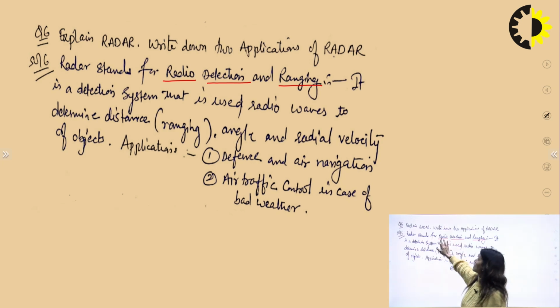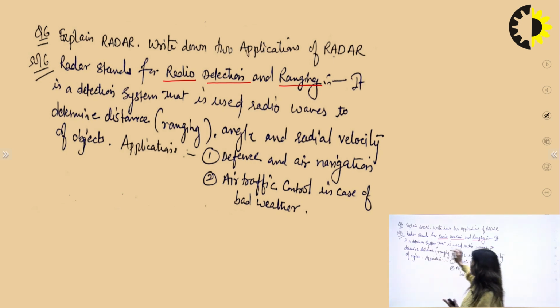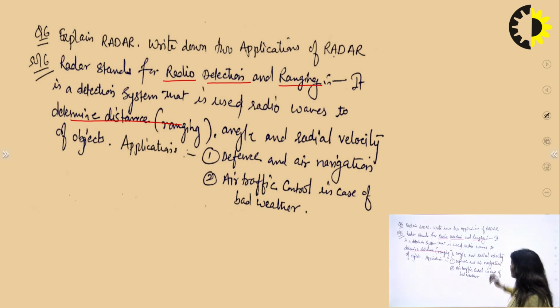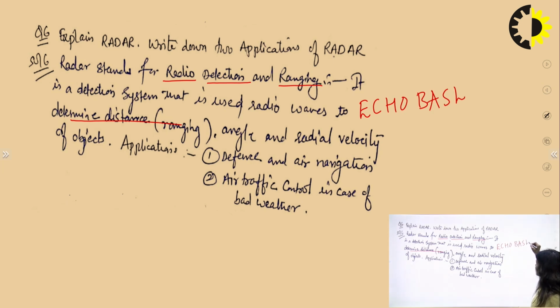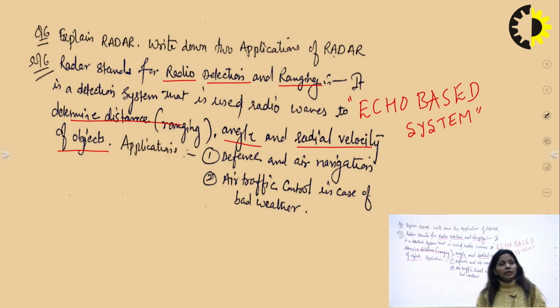Okay, this is radar. You will tell the full form of radar, and then it is a detection system that uses radio waves to determine distance. Now the technology is an echo-based system, right? You can write this is an echo-based system. Okay. So it determines distance, angle and radial velocity of objects in its range. Because it is ranging, it determines all the objects in its range. So 1 mark you will be given for writing the full form, the technology and what it does.